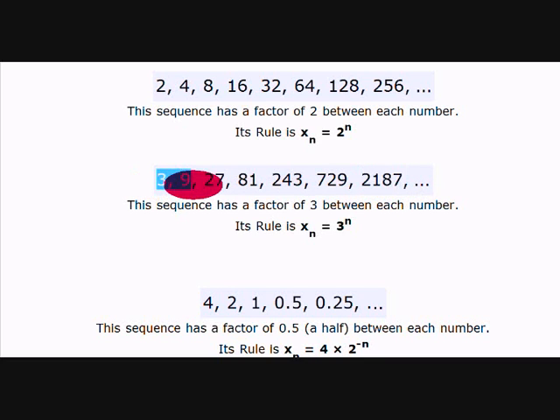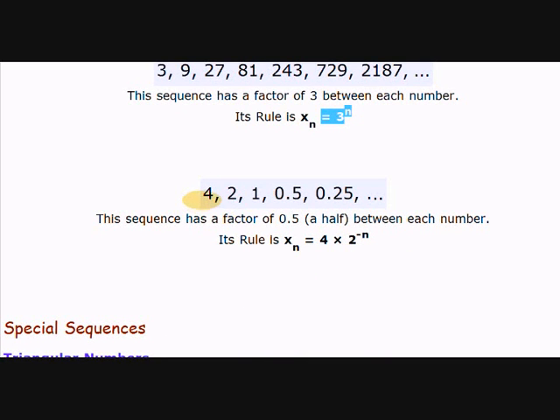Let us take this sequence. This sequence has a factor of 3 between each number. You can see 3 to the power 1, 3 to the power 2 is 9, 3 to the power 3 is 27, etc. Or you can say this number is nothing but 3 times this one, this number is nothing but 3 times this one, like that. Hence we can arrive at a rule xn equal to 3 to the power n.